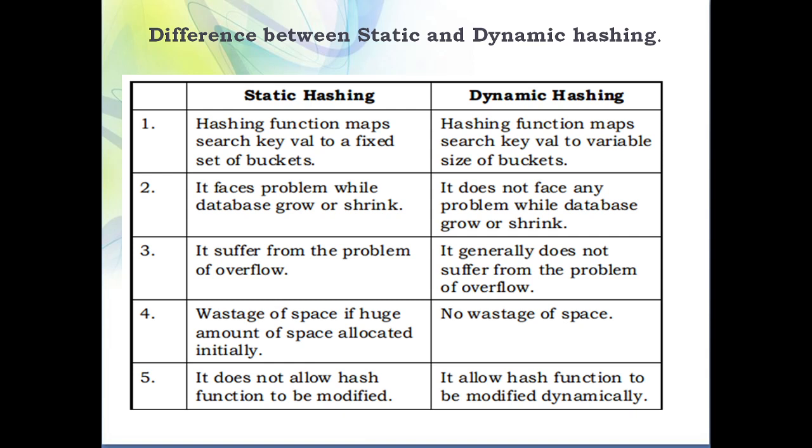Static hashing suffers from the problem of overflow, and dynamic hashing generally does not. In static hashing there is wastage of memory. In dynamic hashing there is no wastage of memory because at runtime you can increase or decrease the size. In static hashing the hash function cannot be modified, but in dynamic hashing you can change the hash function. That facility is provided in dynamic hashing. So these are the various differences between static hashing and dynamic hashing.